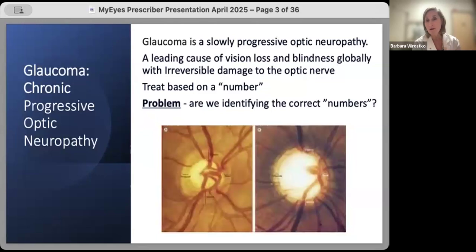So we all know about glaucoma, a slowly progressive optic neuropathy, and we really rely on a number. How often do we ask our patients, what was your maximum IOP? And we look through past records and we look at our records and what was that highest IOP? And we lower pressure based on that maximum number. But what about if we're not really finding that maximum number, really not using the correct number? How does that really change our treatment patterns?